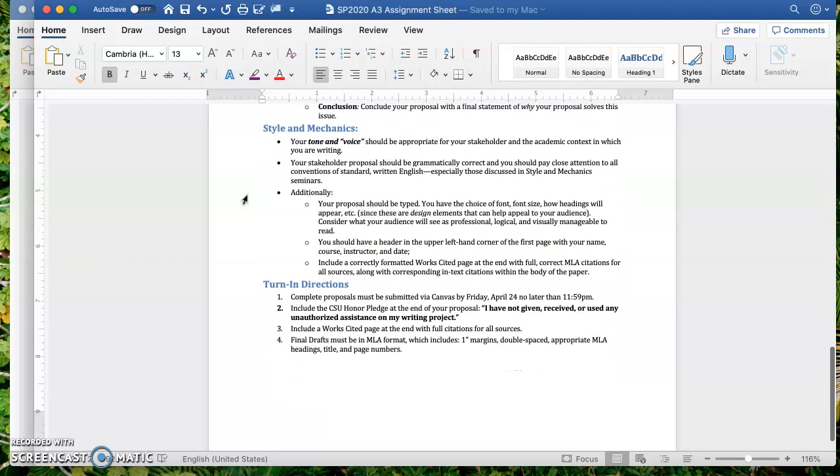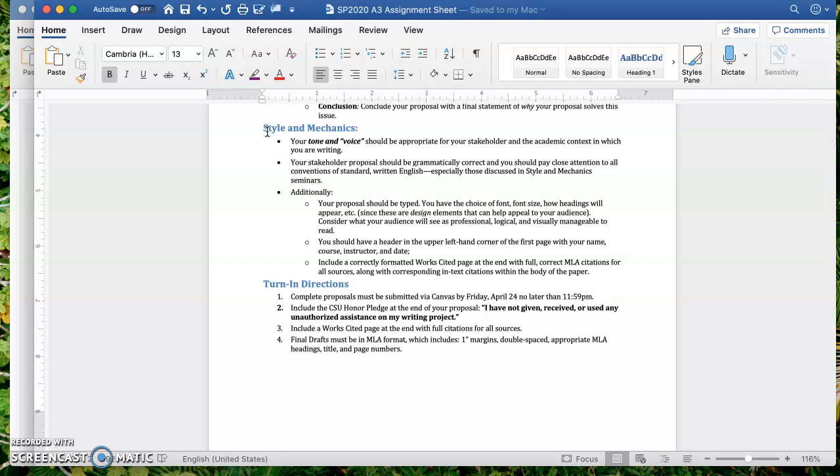So for style and mechanics, essentially what I'm looking for is I want your tone and your voice to match the stakeholder that you're writing for. So that's pretty similar to A2, right? In A2, you didn't want to have a casual tone if you were writing to the governor of California, right? So that applies for your A3 as well.